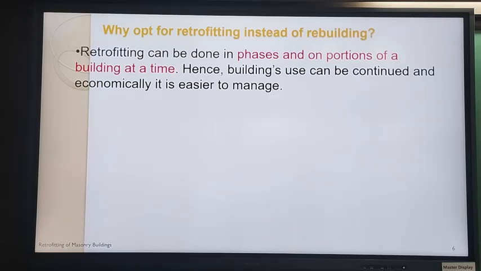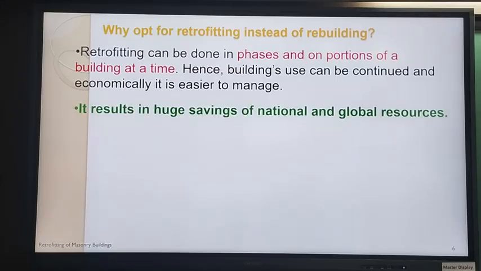Okay, so it doesn't have to be done on the entire building at the same time, which means that the building use can be continued and the work can go on. So if you do it in phases, then a certain portion is allocated to be retrofitted. Once that is over, you move over to the next phase. So that is the big advantage.